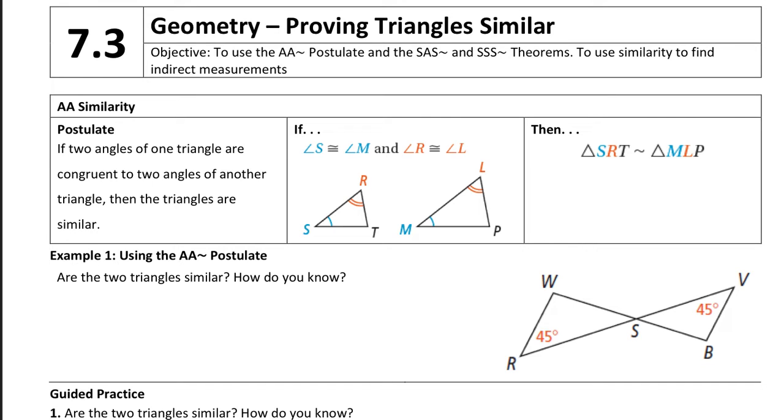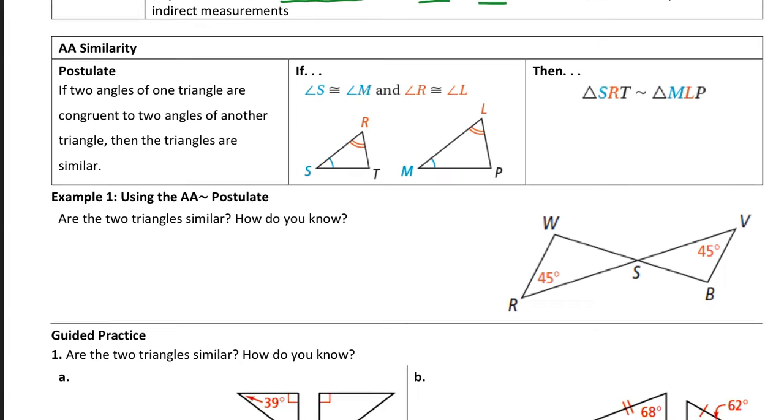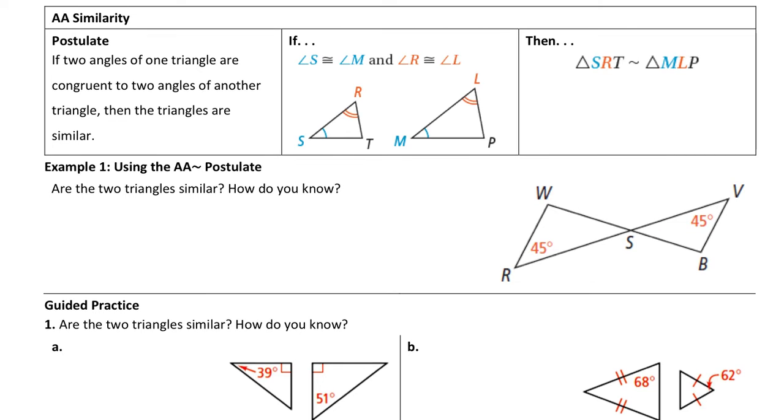So we're going to use the AA postulate. I will explain what that is. Also the SAS and SSS similarity theorems. And we're going to use similarity to help us find indirect measures. So the first theorem, or postulate, we're going to talk about is called AA, which is angle-angle similarity.